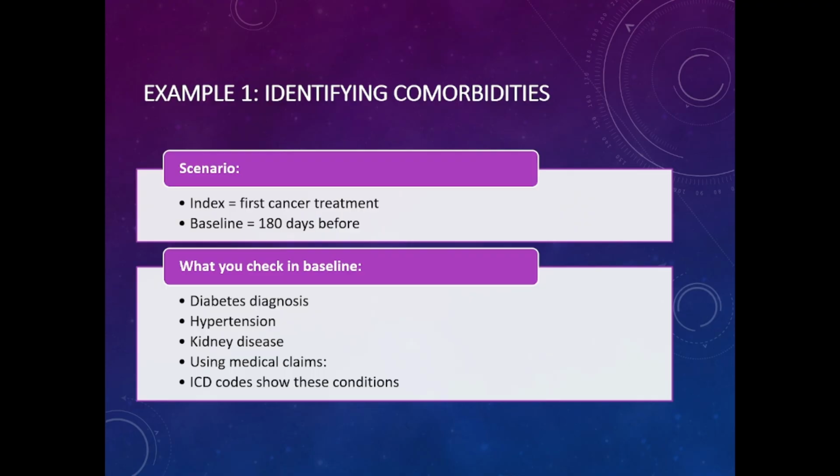Let's say our index date is the first cancer treatment, and baseline is 180 days before the index date. By looking back in time before the index date, we get to see the different comorbidities the patient is experiencing. For example, it can be a diabetes diagnosis. The patient may have claims for diabetes, hypertension, kidney disease. All these conditions can be identified based on the claims data.